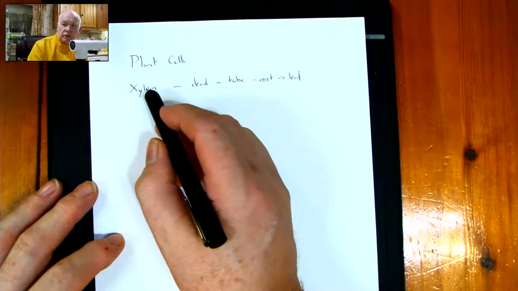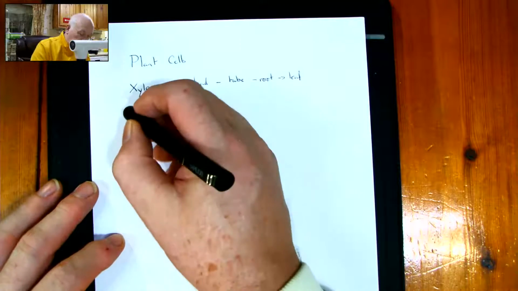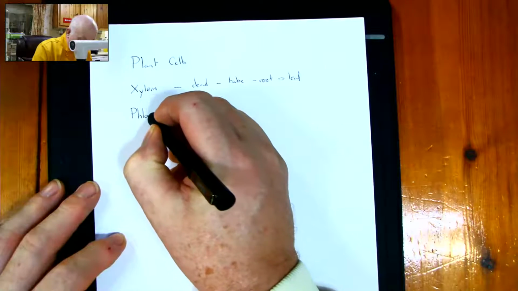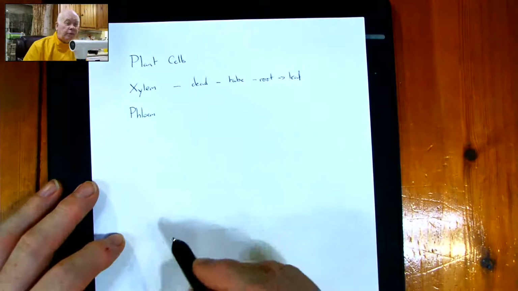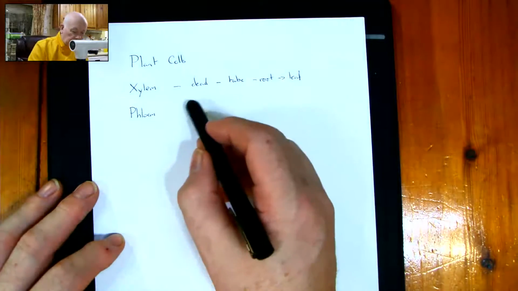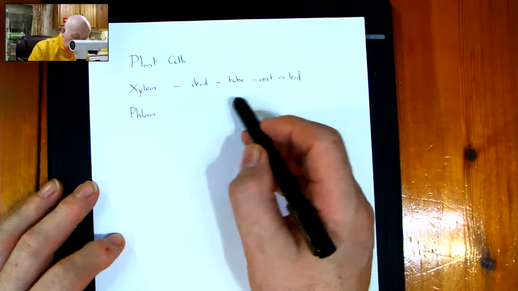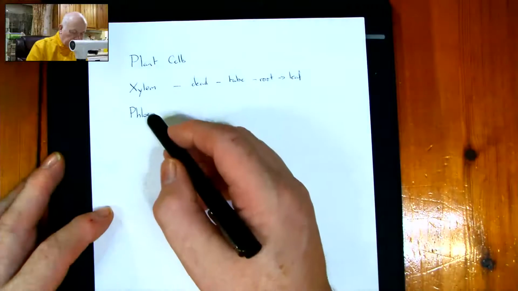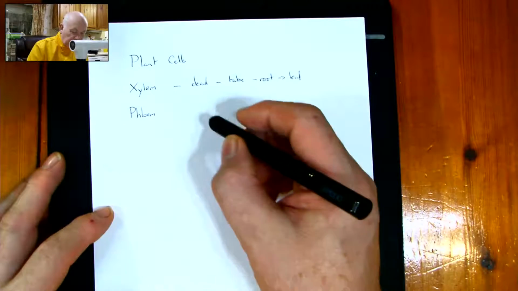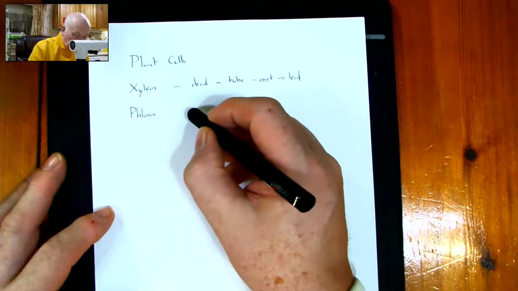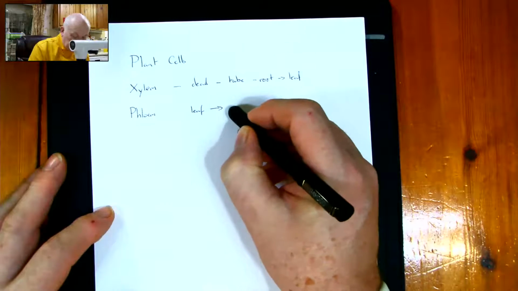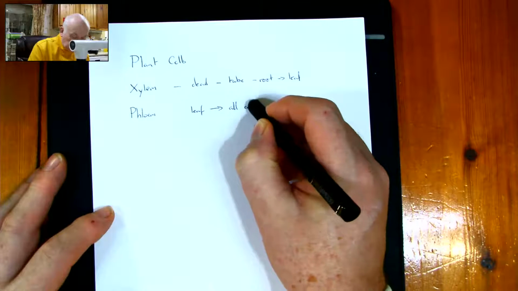The other types of cells in this vascular bundle are called the phloem. And the phloem take the glucose, the sugar, the other materials that are made inside the leaf, and they take that from the leaf and they distribute it to all the cells in the plant.